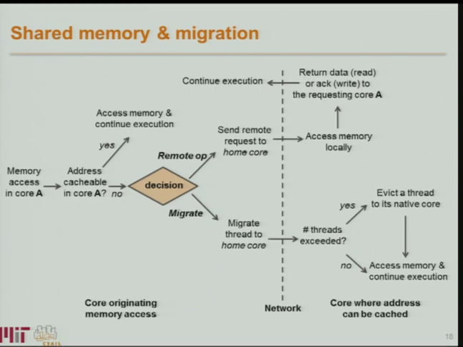So in this architecture, there are 3 ways basically you can access data. One of them is this path. If your address is cacheable in the core that you're running in, that is to say, if it's local, then it's easy. You just access your local cache and you're done. The other 2, well, you have to make a decision. If the access is remote, you can either send a remote access request and wait for it to come back, or you can make a migration. And this decision, I will talk about in the next few slides. It's one of the interesting parts of the chip.